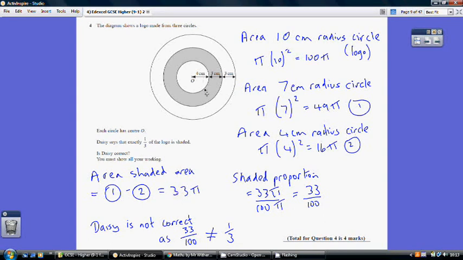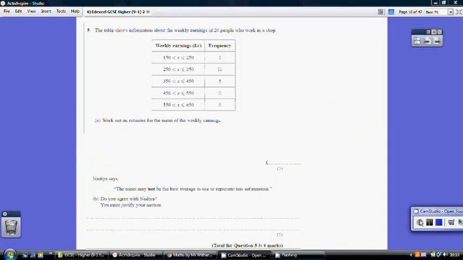So the proportion of the total logo which is shaded is 33 pi out of 100 pi, which is 33 over 100. Now that's near.